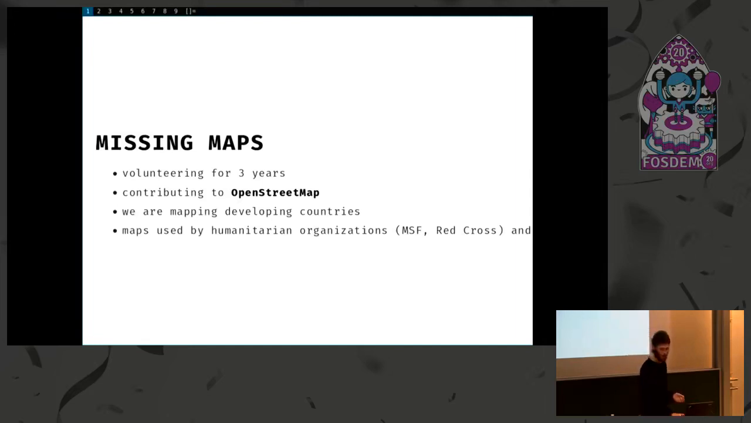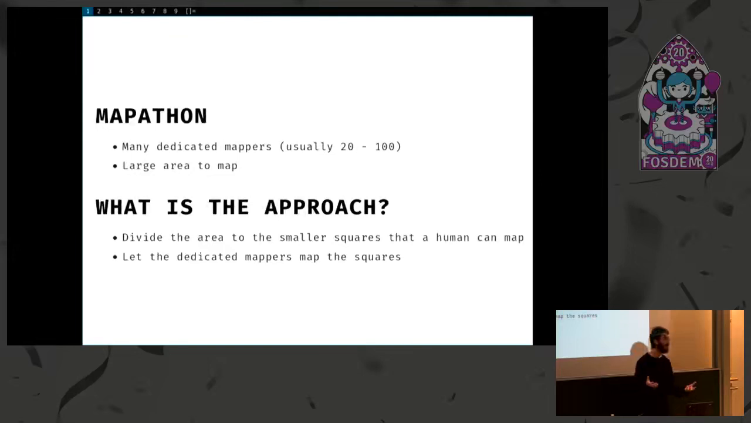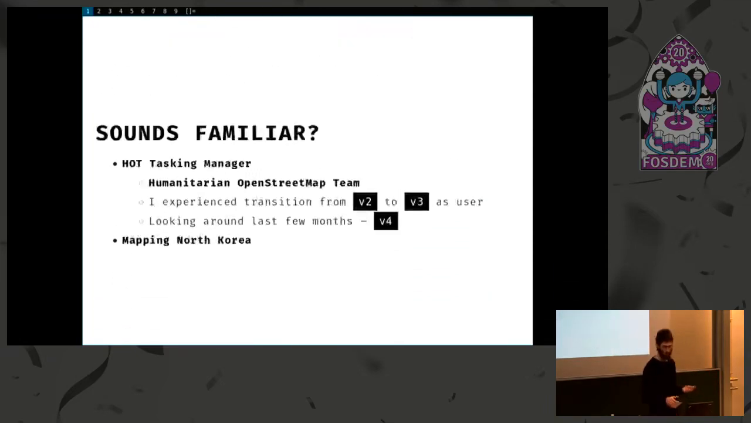How do we do that? We organize mapathons. These are mapping events for many people. People come, we give them some area we need to map, and they do their job. The idea is to split the large area into multiple squares, and each mapper may lock a square, map the square, then unlock it, mark it as done, and things like that. This is the approach to map a large area.